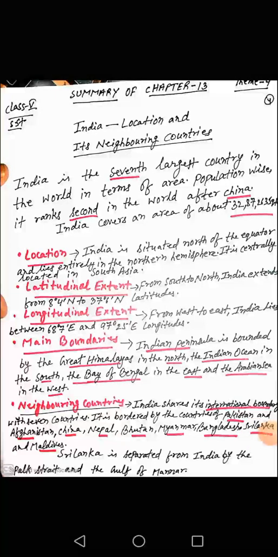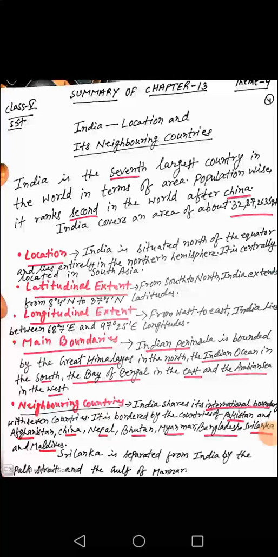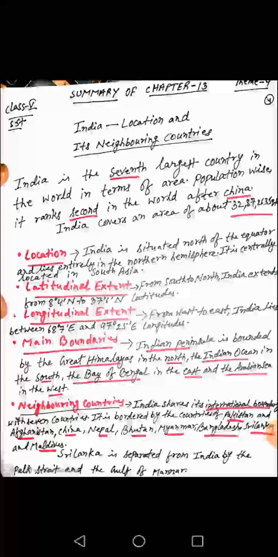Now, chapter 13, India, location and its neighboring countries. We all know India is the seventh largest country in the world in terms of area. Population wise, it ranks second in the world after China. India covers an area of 32,87,263 square kilometers.